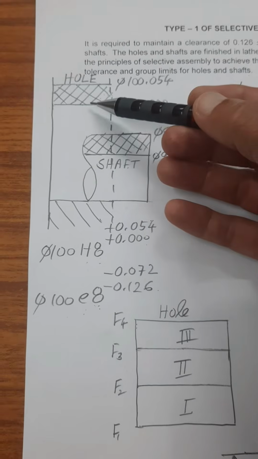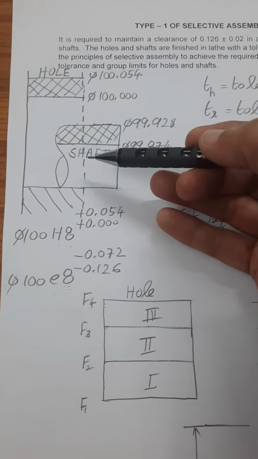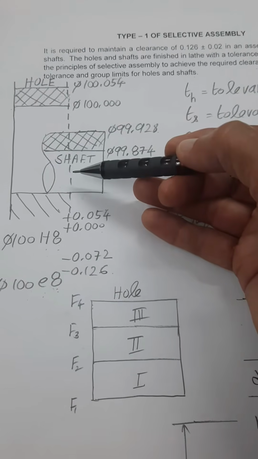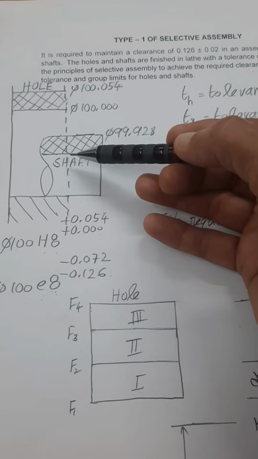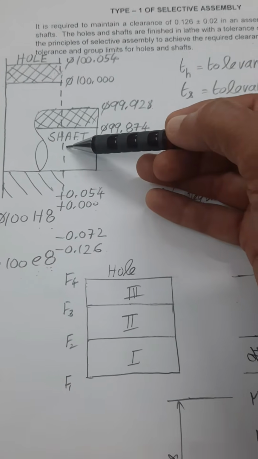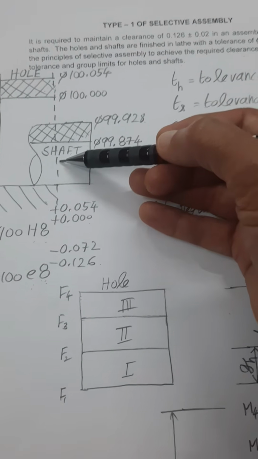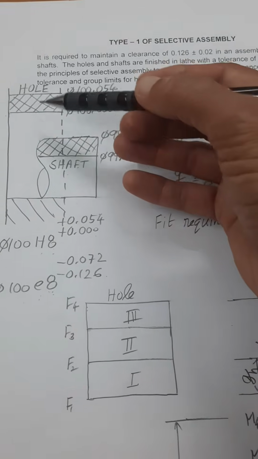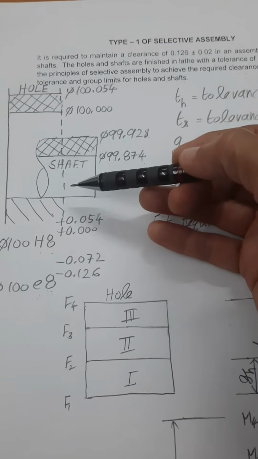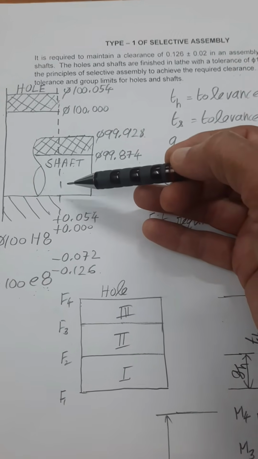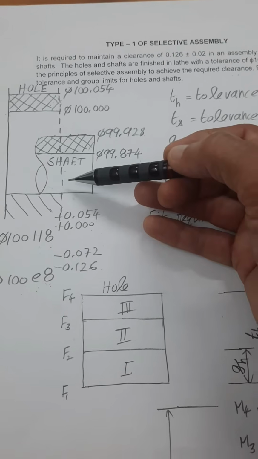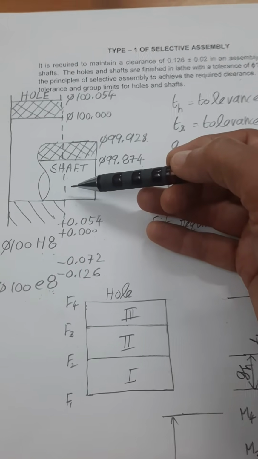So I don't want to increase the cost of the assembly by adopting very accurate machining methods like grinding or lapping. Still I want to produce all the holes and all the shafts using a lathe itself, but I want to get a very close clearance between the hole and shaft. So here the solution is using the principles of selective assembly, we are able to attain a closer clearance without increasing the cost of the assembly.